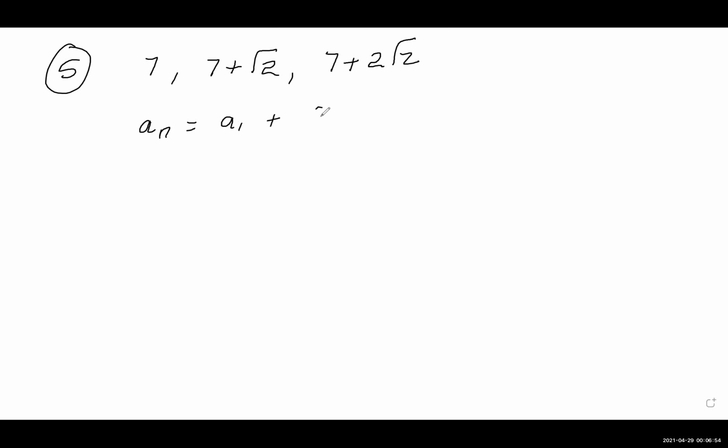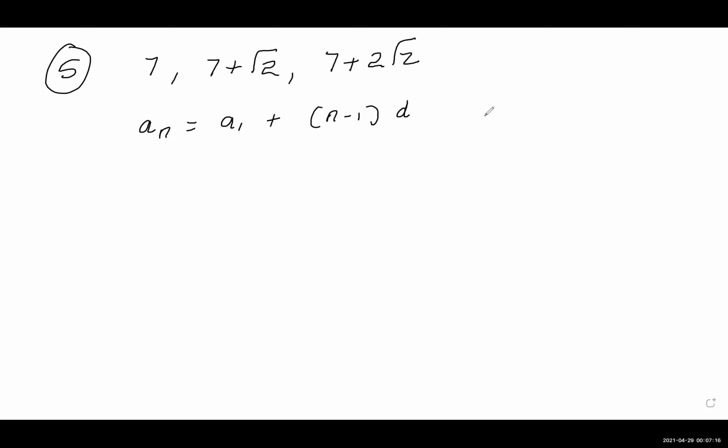which is problem number 5, we have 7 plus square root of 2, 7 plus 2 square root of 2. Okay, same formula. A n is equal to A1 plus n minus 1 d. The previous problem, they asked you to find the 100th term, right? So the value of n was given to you. Here, they're not giving you the value of n, but they're asking you to find the nth term. So we'll keep n as n.